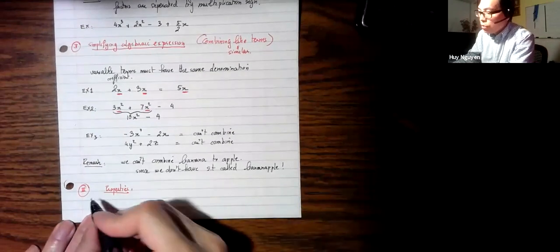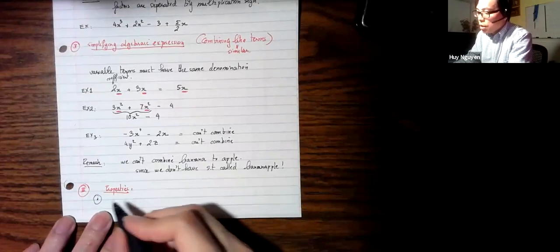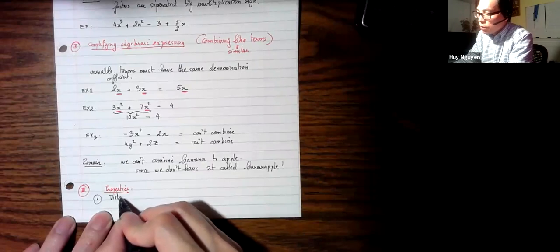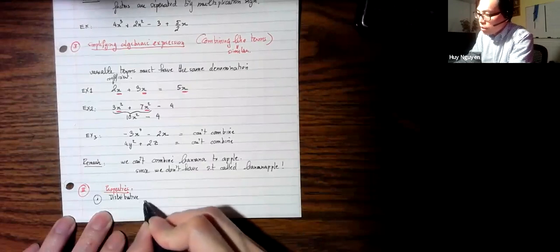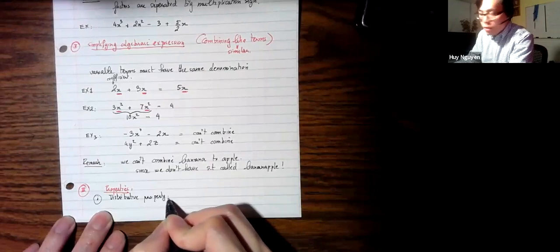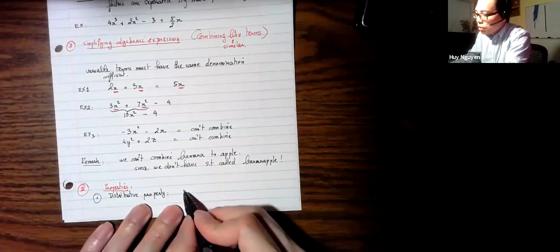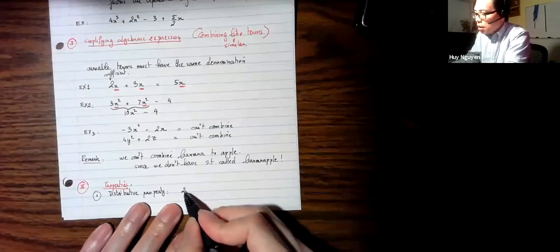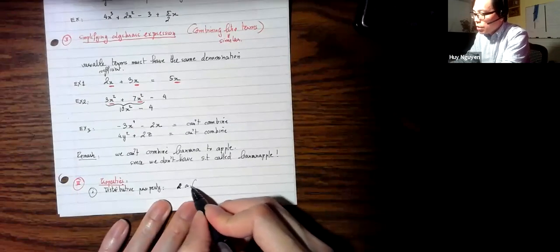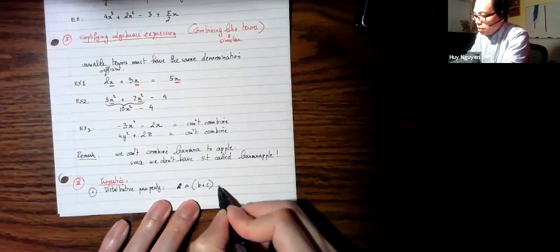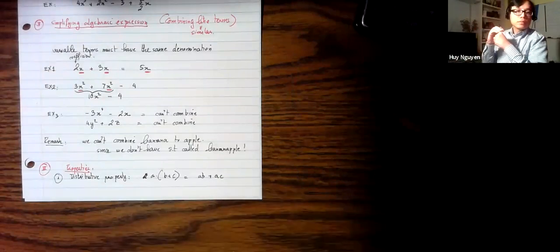The first property we want you to learn is called the distributive property, which means that if we have a coefficient or a variable, for example variable a, and I want to multiply it by b plus c, then I can distribute it, so it becomes ab plus ac. That's the distributive property, everybody knows.